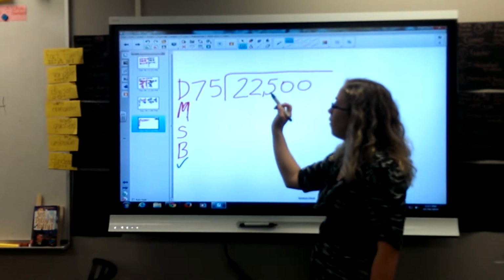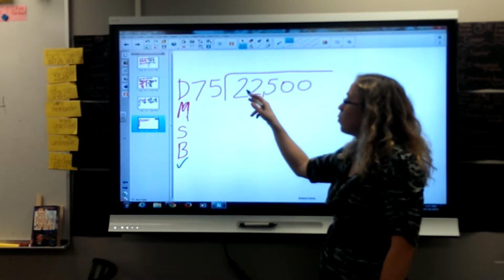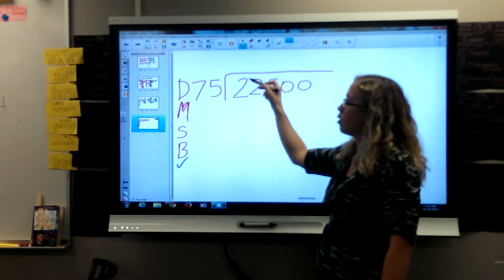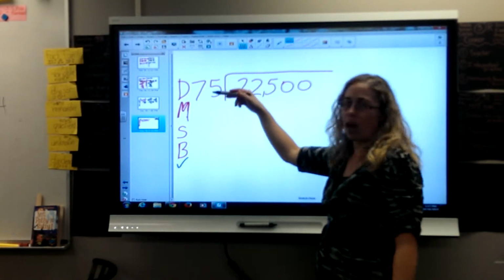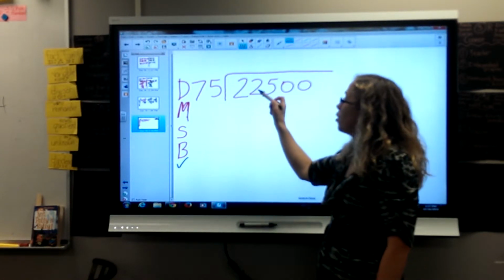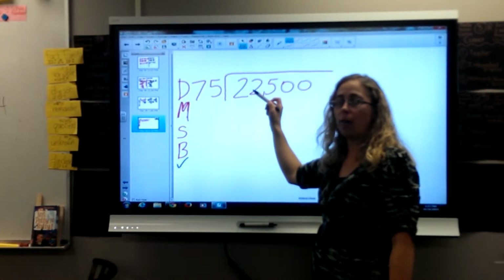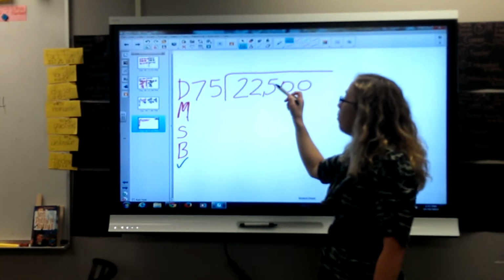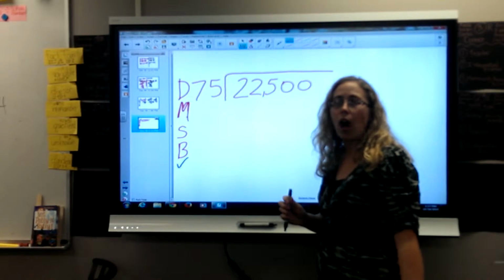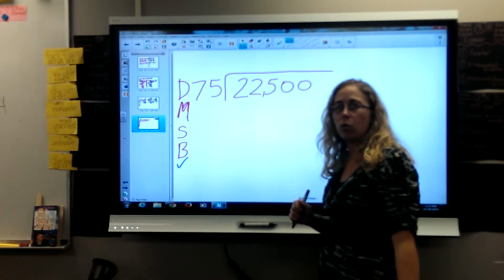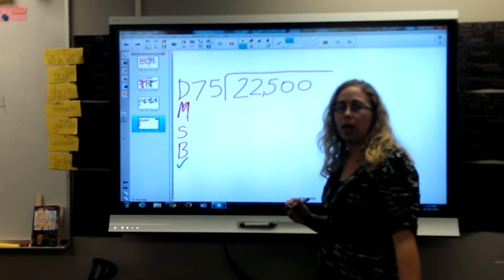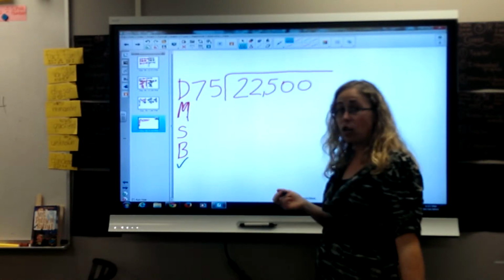So when we have 225 divided by 75, it's pretty obvious that you're not going to place the first number of the quotient here. 2 is not going to be divided 75 times. And 22 is also not going to be able to be divided 75 times. But if we go out into the hundreds place, obviously 225 is going to be divisible by 75. You're not sure how many times?